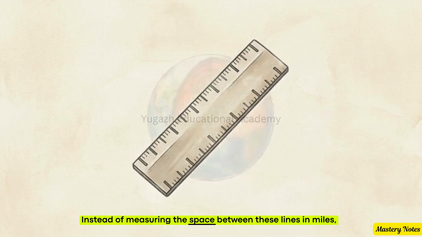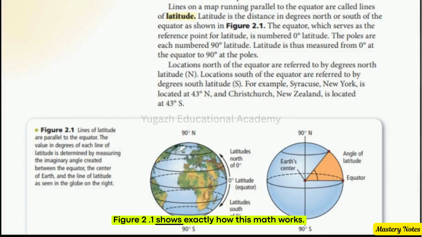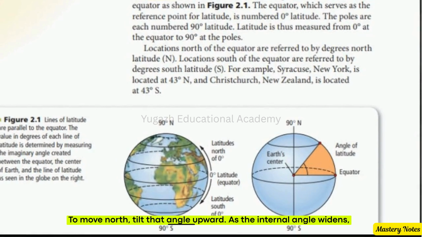Instead of measuring the space between these lines in miles, map makers measure the curve using degrees. Figure 2.1 shows exactly how this math works. A line drawn from Earth's center to the equator represents 0 degrees. To move north, tilt that angle upward. As the internal angle widens, the latitude increases, reaching a 90-degree angle at the North Pole.